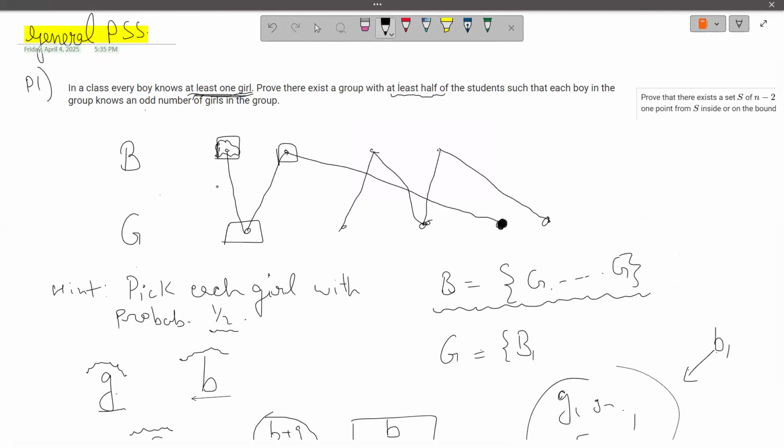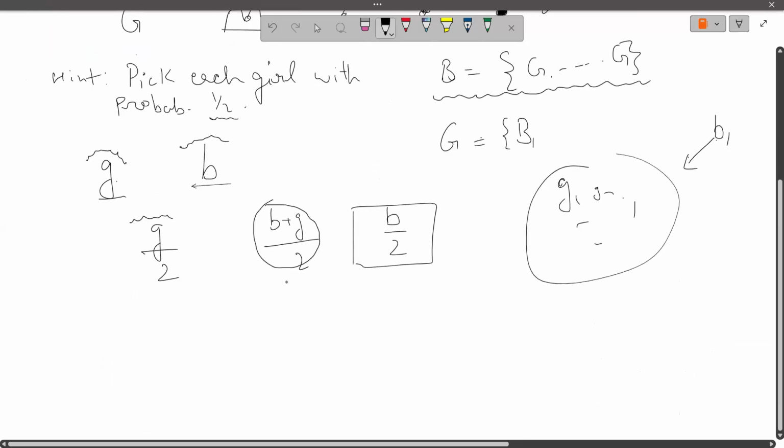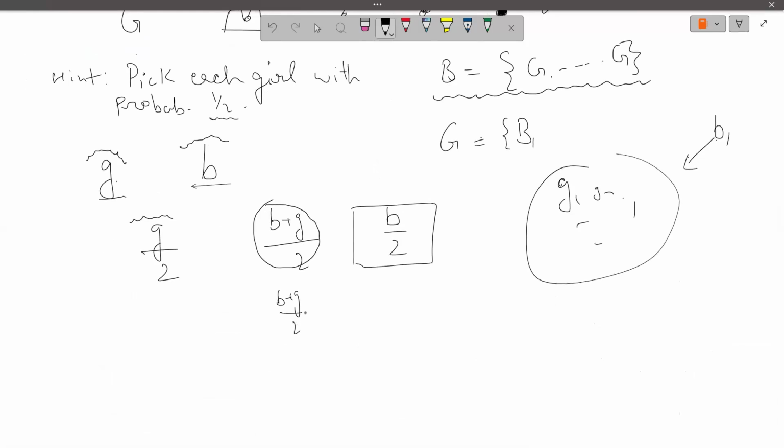Yeah, that's correct. So again, we would expect the number of boys to be roughly B by 2. So the total sum we would get is at least B plus G by 2, and we are done. I'm a little bit not so sure, but can we talk about expected value like this though?